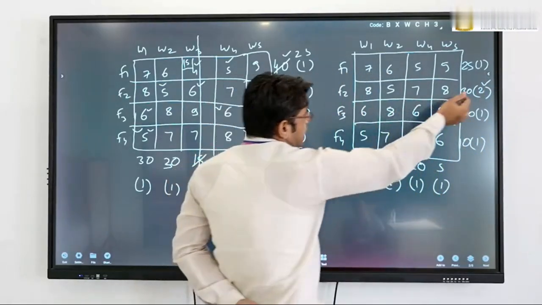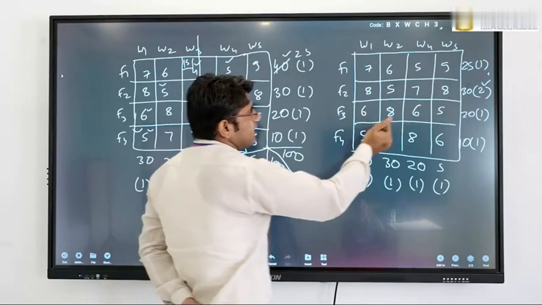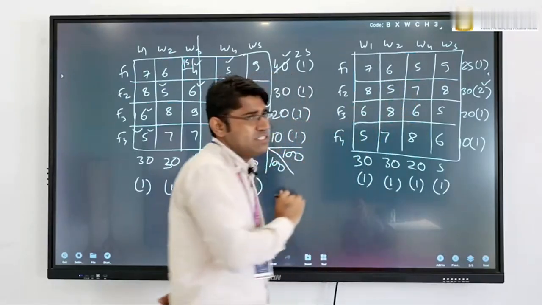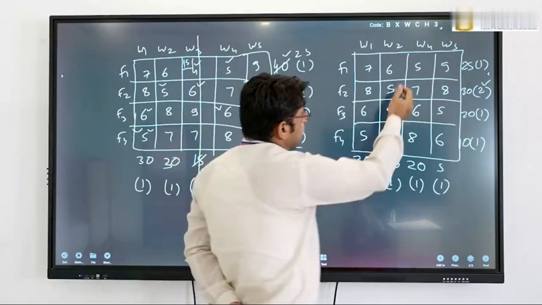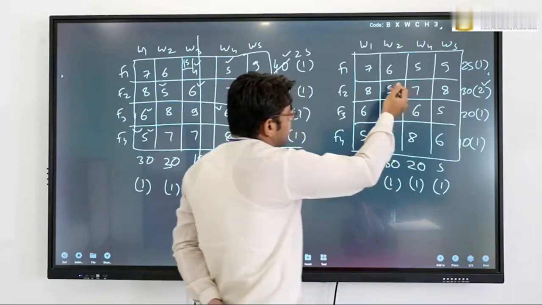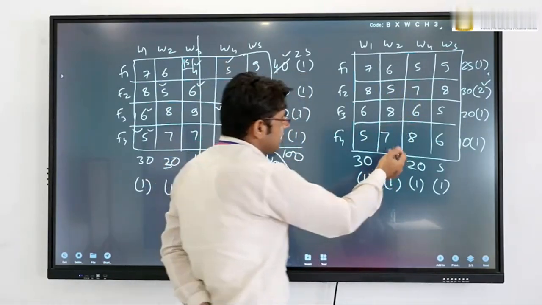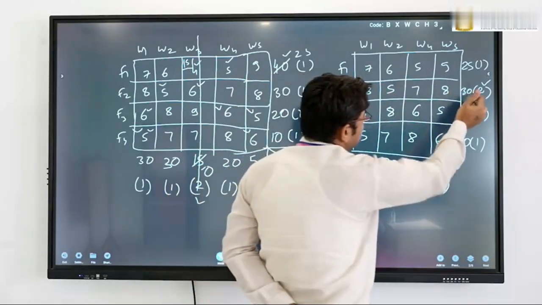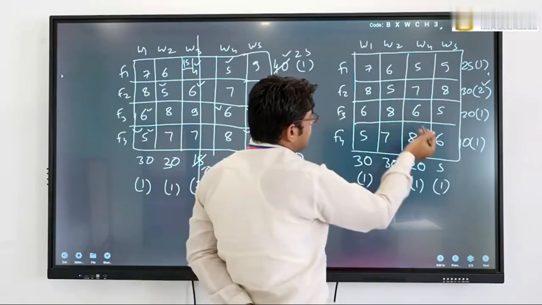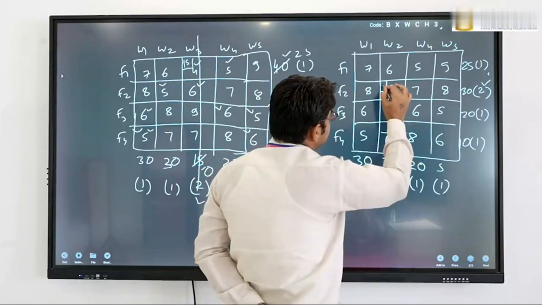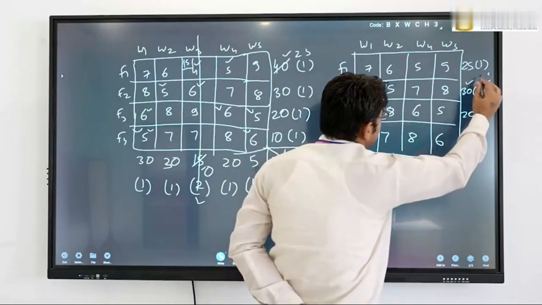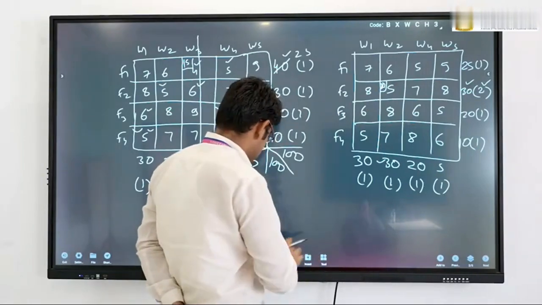So in this row here we choose the smallest cost cell. Here smallest cost cell is 5. So check for 5 availability: demand is available 30 and supply is available 30. So here write 30, the minimum of this and this. Minimum of this and this is 30.